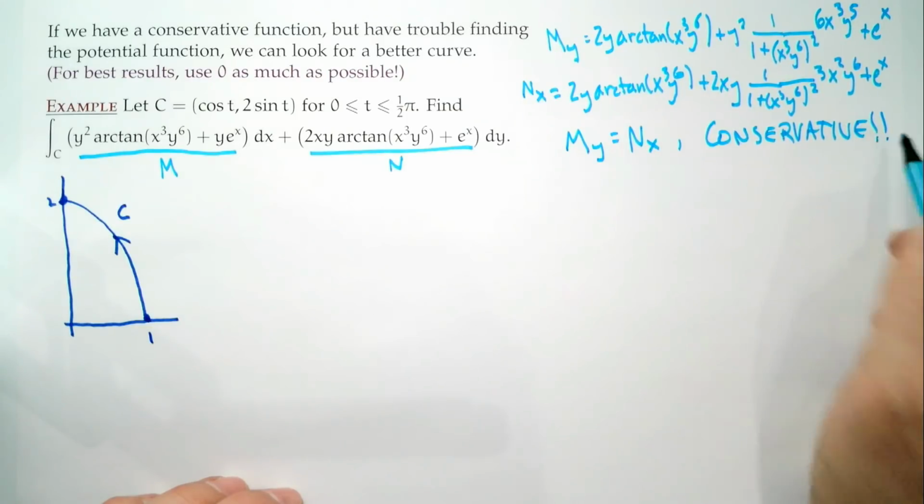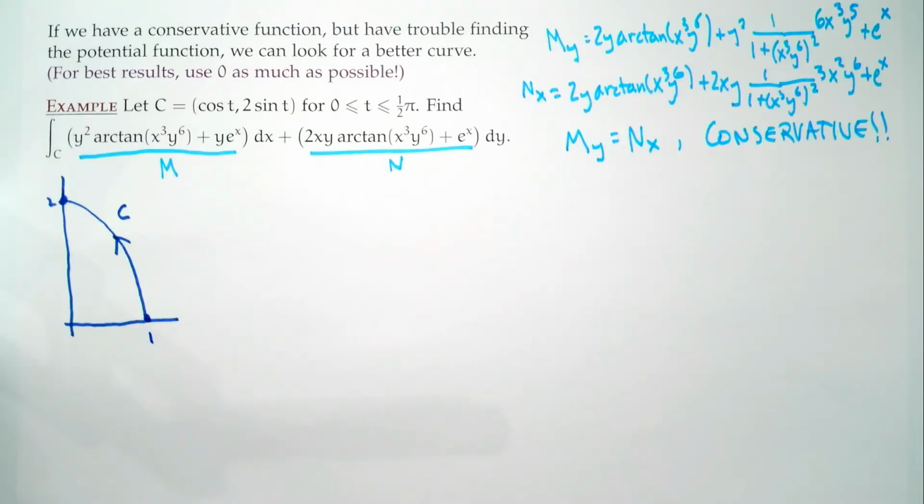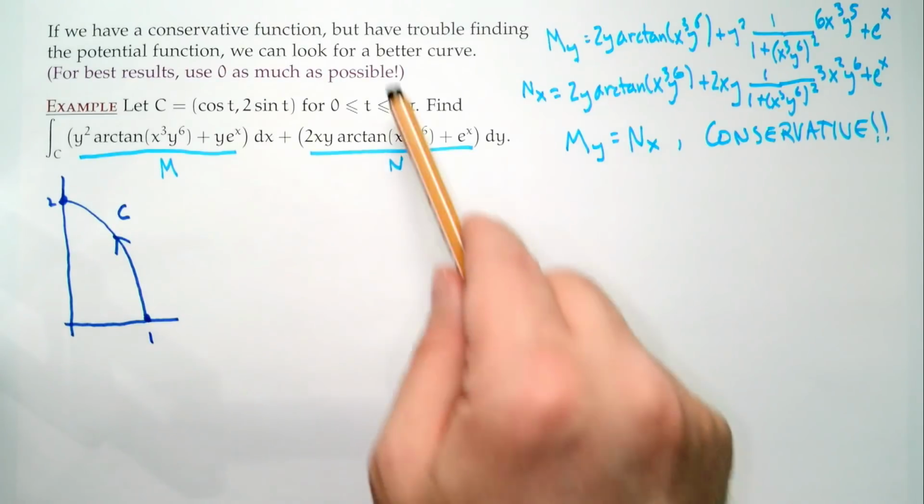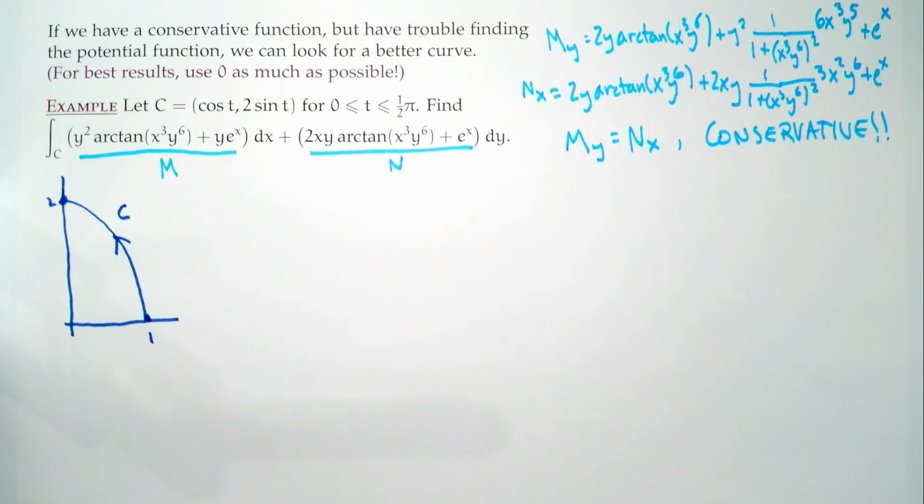But we'd have a hard time finding that antiderivative. So we've got to try to change our approach. We're not going to try to find an antiderivative. Well, I think we know where we're heading because it kind of told us what to do here. What should we do? We should look for a better curve.